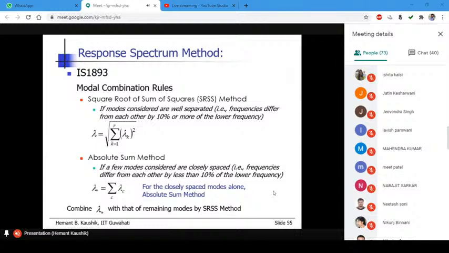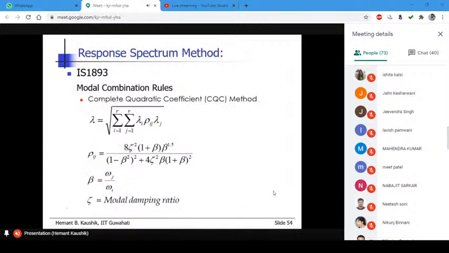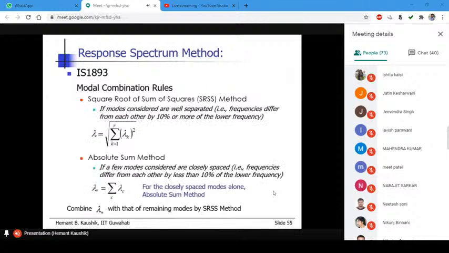Most software uses this CQC method. It's already inbuilt. But if you are doing manual calculations in your classes, SRSS is more preferred because it is easier.